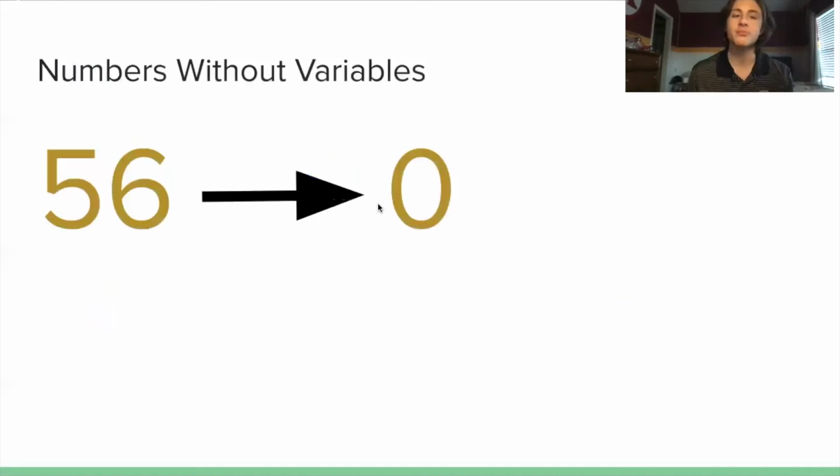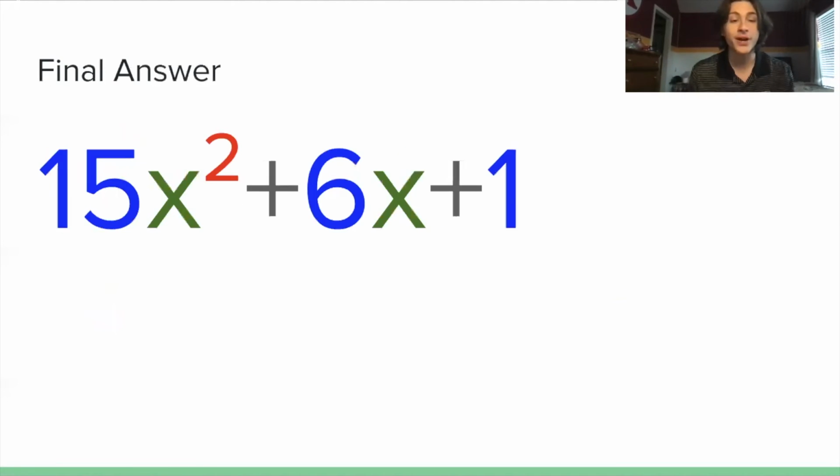Now, the special case is numbers without variables. It's very simple. It's just 0. It's just straight up 0. So you just drop the 56 or any of the numbers without a variable. You just drop that from your derivative. Now, the final answer turns into 15x squared plus 6x plus 1.